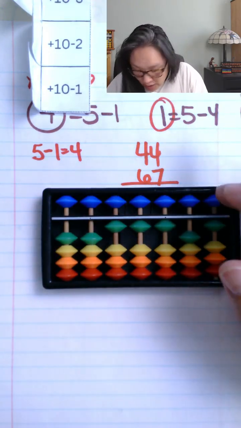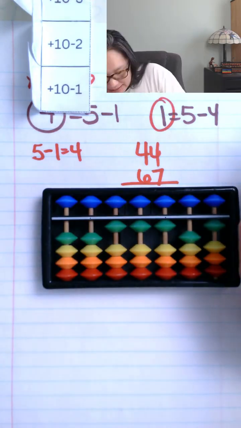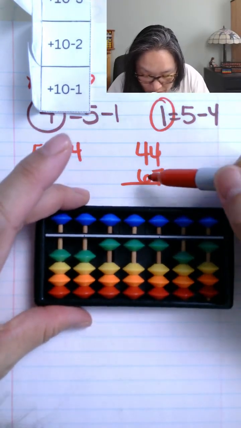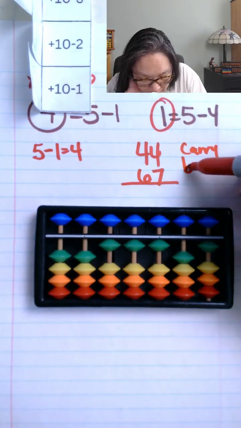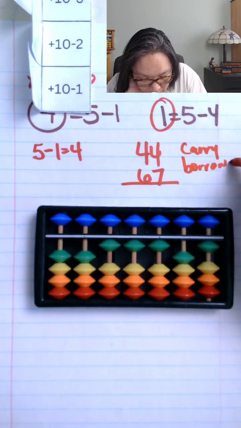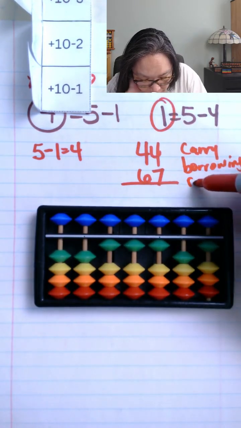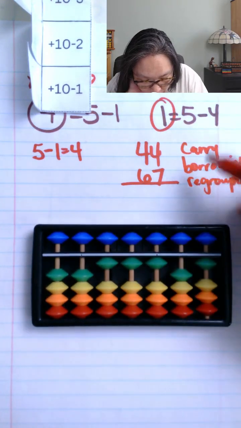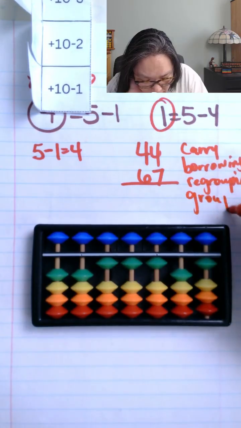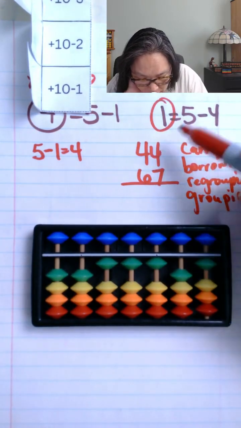In abacus, we don't call it carrying over. We just call it plus 10s minus 10s. But in mainstream math, we call it carryover. We call it borrowing. What else do we call it? We call it regrouping, and we call it grouping. I don't know what else we call it. These are the only terminologies I know.